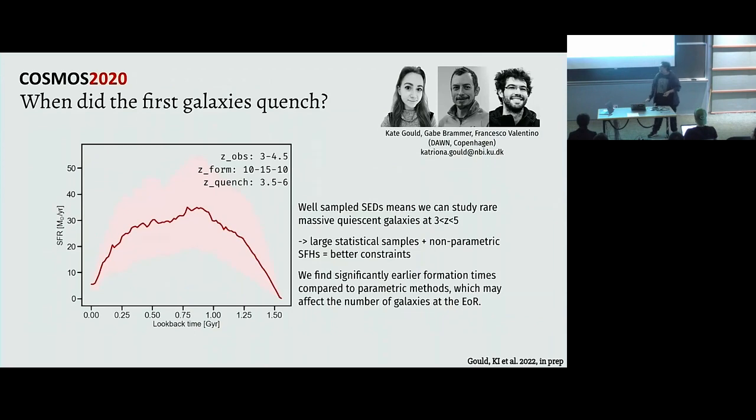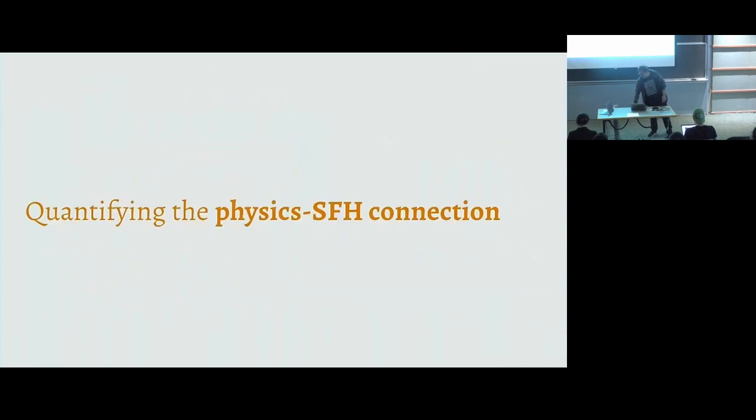And Kate Gould at Dawn has been doing this really systematic analysis of priors, right? Because we said there's no such thing as an uninformative prior, to figure out what's going on, what's the best way to identify quenched galaxies at higher redshifts, sort of what's the amount of stochasticity and all of that. So this is all really cool stuff, and please talk to me afterwards if this is interesting.